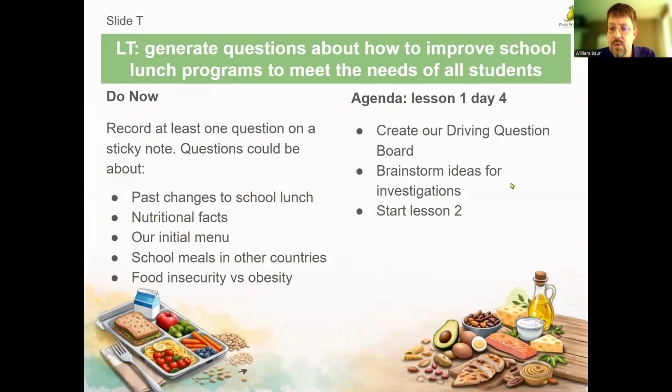Now we're on to day 4 of lesson 1. The focus of this day of the lesson is to create our driving question board, brainstorm ideas for investigations, and start to preview lesson 2.